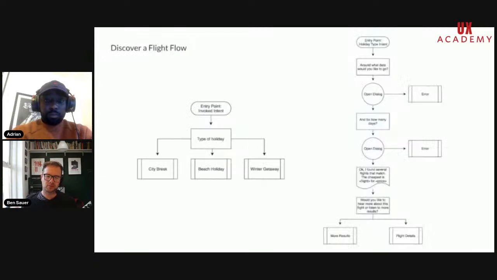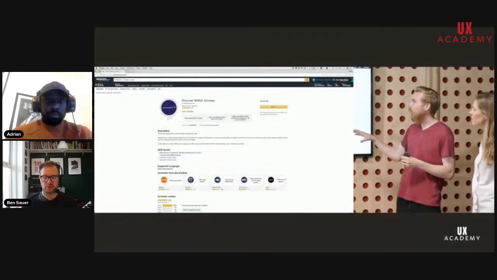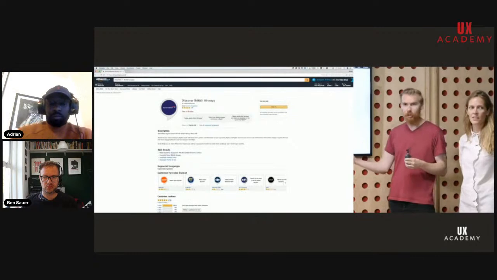We did a pure discover-a-flight flow. So it's looking at how we can get our user persona, somebody who's just sat with their friends and wants to know somewhere new they could go and roughly how much it would cost them. This is a mock-up of what our skill would look like in the App Store.